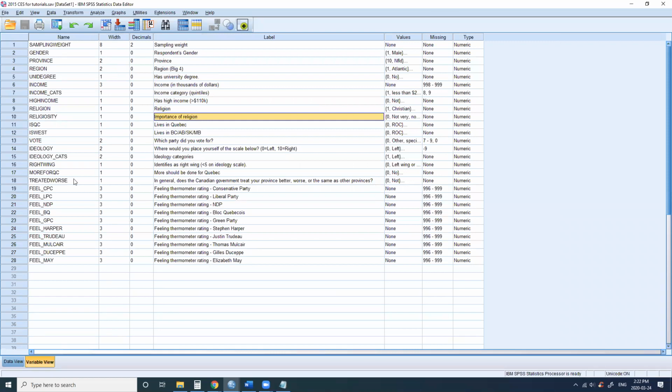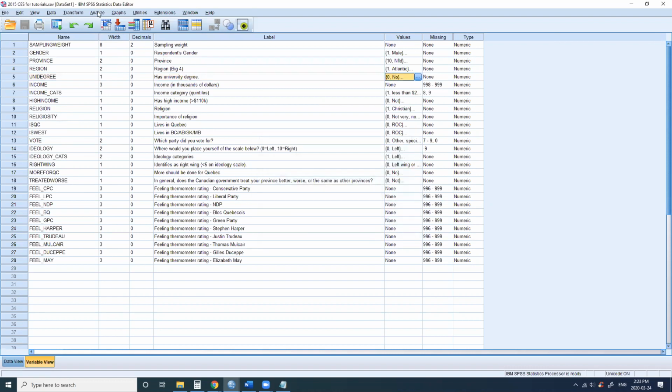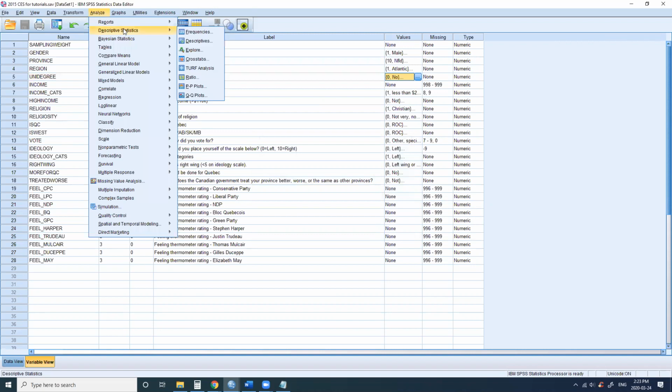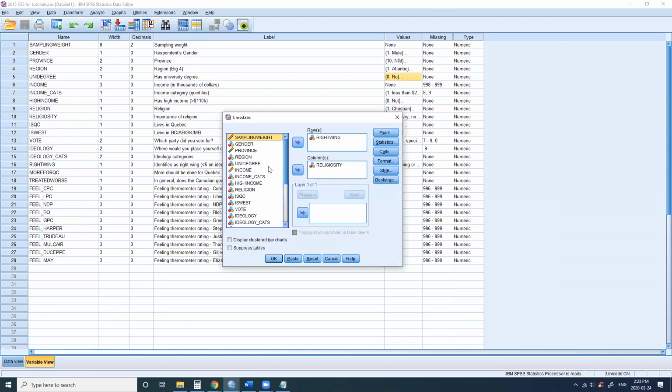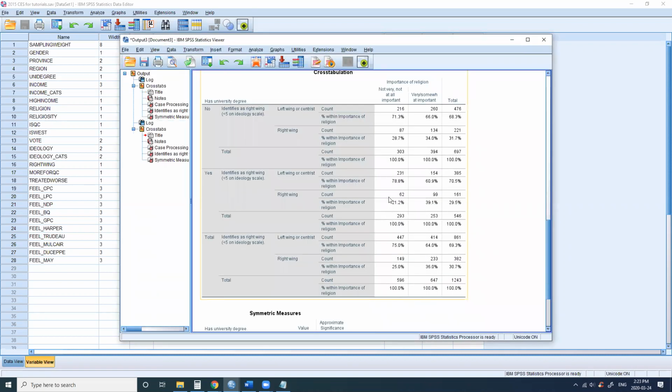We have a variable here. Where is the education one? Uni degrees. So this is uni degree, and it's coded as 0 if somebody does not have a university degree, and 1 if they have a bachelor's degree or higher. So let's go and run that trivariate crosstab. We'll go to Analyze, Descriptive Statistics, and Crosstabs, and we'll put uni degree in our layer field. If you press OK there, it'll generate our trivariate crosstab.